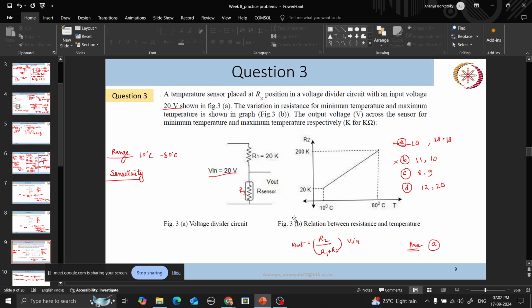So what is the output for this sensor? The output is basically the change in resistance, but we are getting the output as a change in voltage, as V out, and the input is temperature. So the sensitivity will be in the unit of voltage per degree Celsius. So what is the sensitivity? That is not given in the question. I'm just asking, adding from my side. So what is the sensitivity for this sensor?